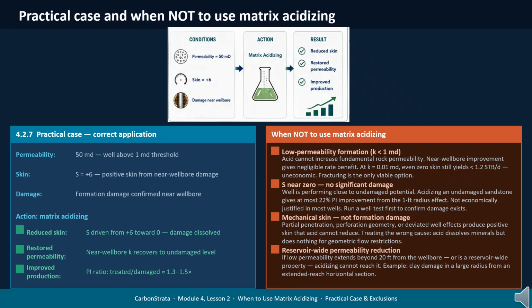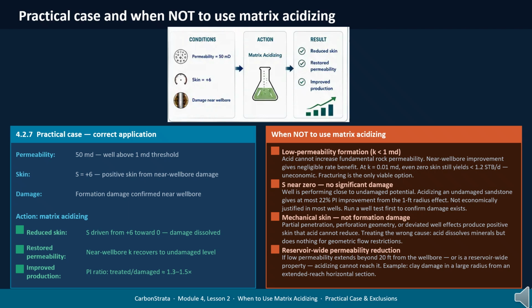Now look at the detailed block on the left. The same case is quantified. Focus on the production improvement. About 1.3 to 1.5 times. This matches the productivity table, so the example is internally consistent. Now shift attention to the right side. This is not extra information. These are rejection conditions. Each line should stop the decision immediately.